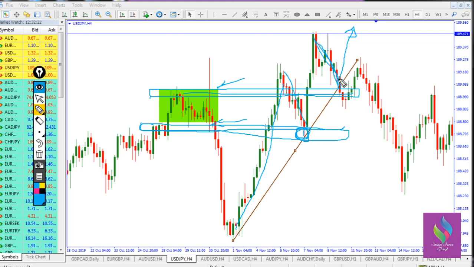Most times when price gets to this region, there are two things you want to look for. You want to look for what is going to happen before, and what is going to happen after.